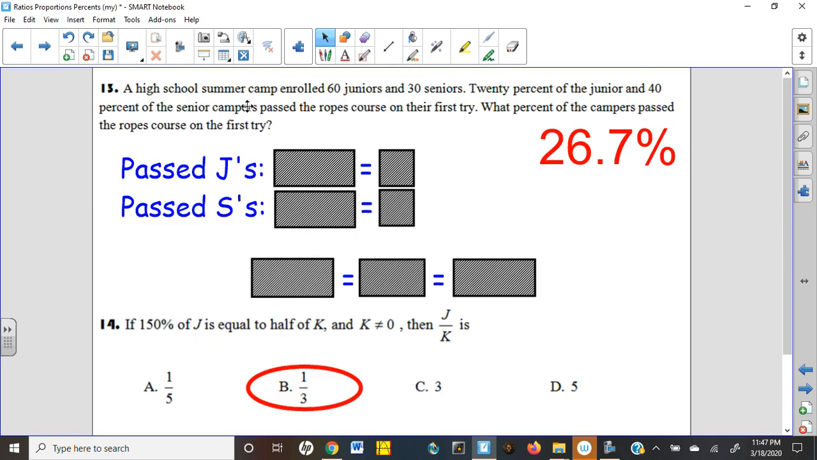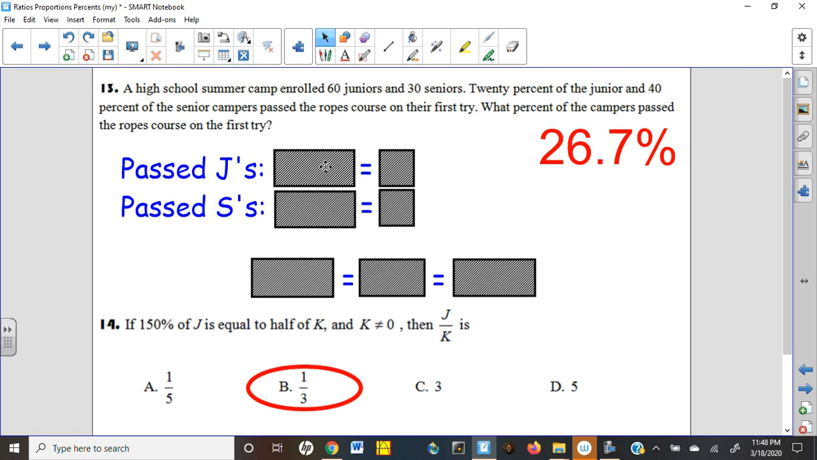Number 13. So we have 60 juniors and 30 seniors, and they do a ropes course on the first day. 20% of the juniors and 40% of the seniors pass. What is the total percentage? Now, what a lot of people will do is just say, well, I'm just going to average 20% and 40%, so 30% of them pass. But you can't do that because a higher percentage of seniors passed, but there's half the number of seniors. So what we have to do is break it down.